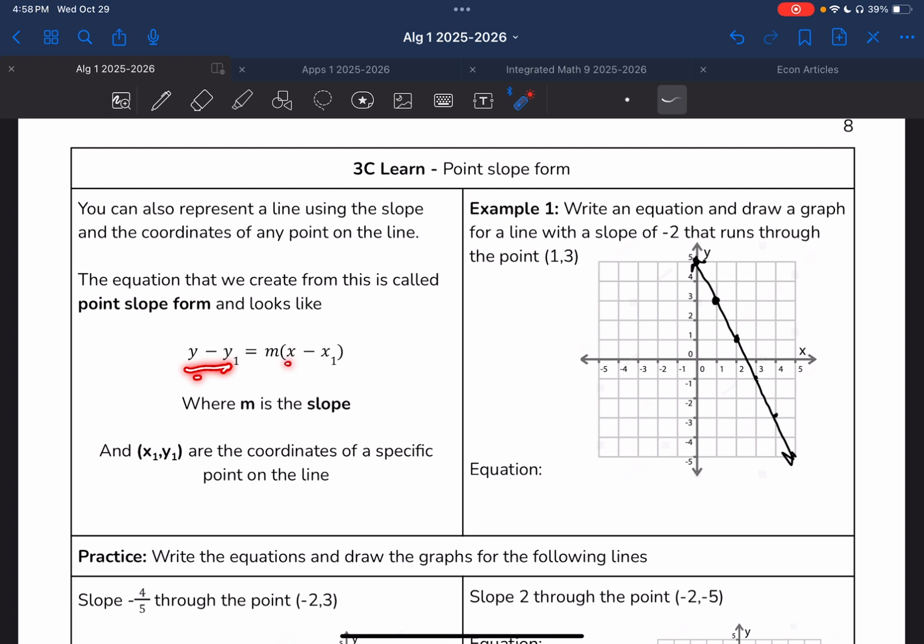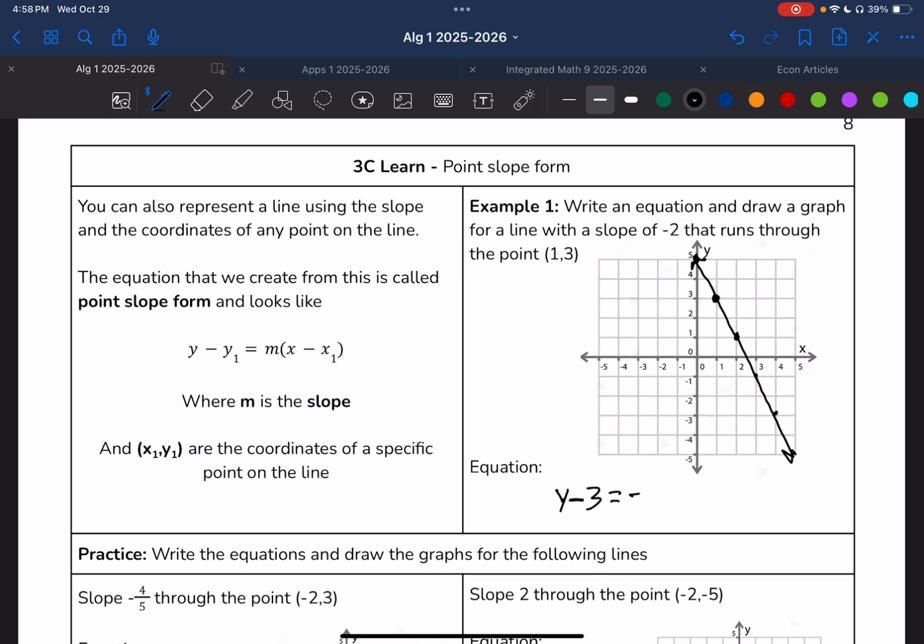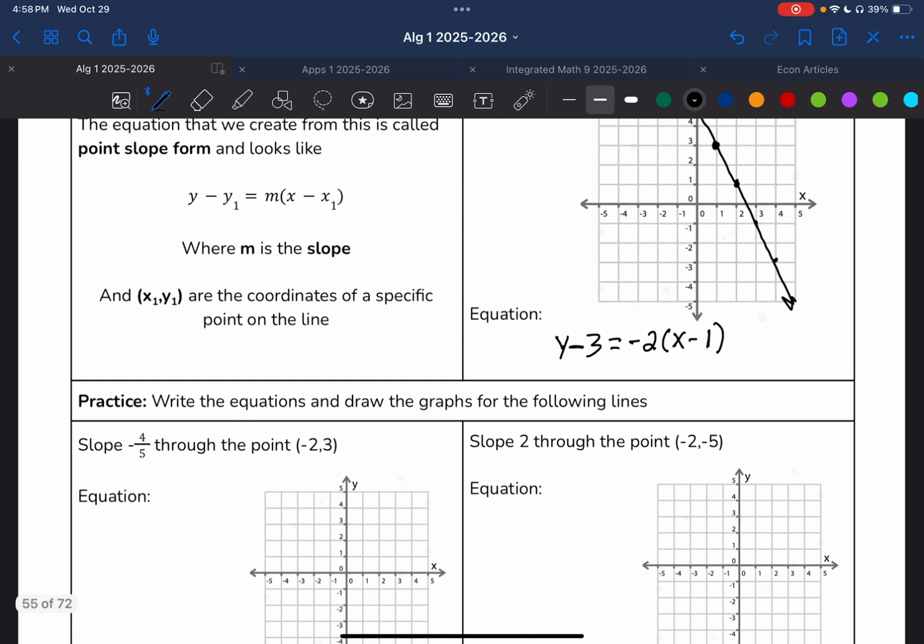Y minus y1 is equal to x minus x1 times the slope. So y here is our variable, so it just stays like that. Minus y1 is the specific y coordinate of the point that we're starting at. So it's the y coordinate here, so it is y minus 3. And that is equal to the slope here, which is -2, times x minus our x coordinate of our point. So x minus 1. So there's your slope, there's your point slope form.